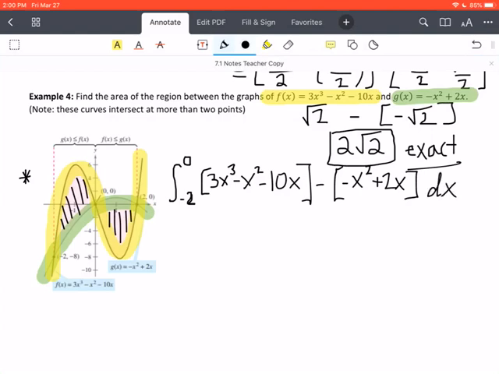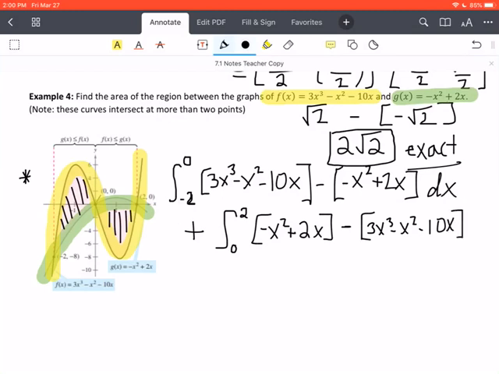But that's not going to give us the answer because we said we have to add another integral, which is just treated like a brand new problem. So from 0 to 2, what is our upper function? It's green, so -x squared plus 2x, and then subtract the yellow function, which is 3x cubed minus x squared minus 10x, and then we have a dx. So that got long, okay, but it's going to simplify quite nicely.